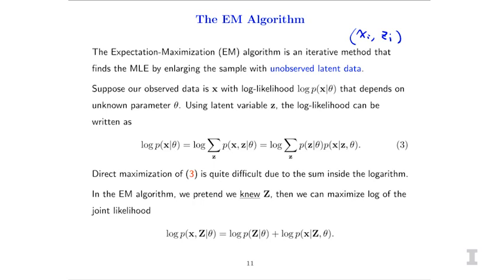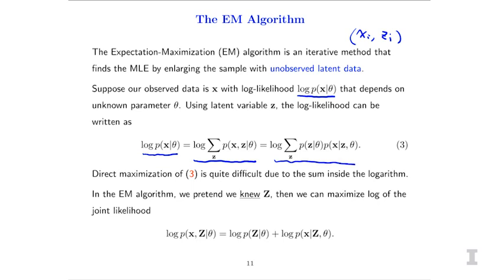Suppose our data is x, and the log likelihood is this one, where theta would be a set of unknown parameters. Using the latent variable z, we can write the log likelihood as log of a sum. So for example, for the two-component Gaussian distribution, this summation is over all the zi's, taking value either 1 or 2. And then we have something like this.